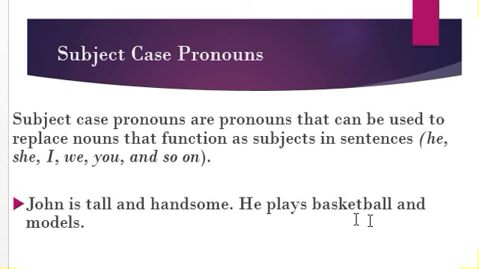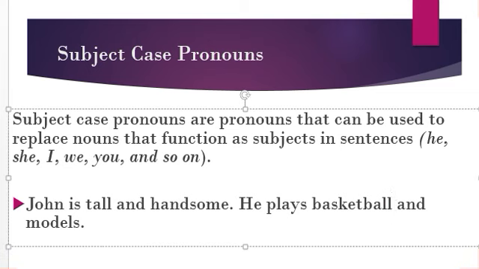Alright, so subject case pronouns, you have examples. You have he, she, I, we, you, and so on. John is tall and handsome. He plays basketball and models. Now this sentence doesn't seem to be parallel, so what do we do? We must put a comma here, then we'll put he here because it's not parallel. Alright, so he plays basketball and he models. Correct. So let's see what we have there.